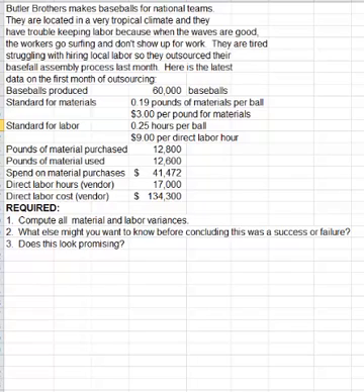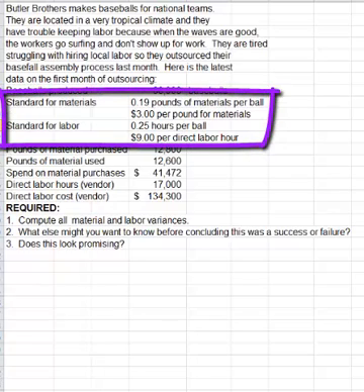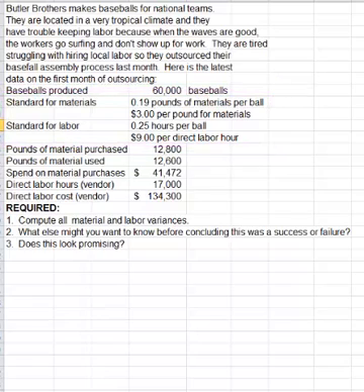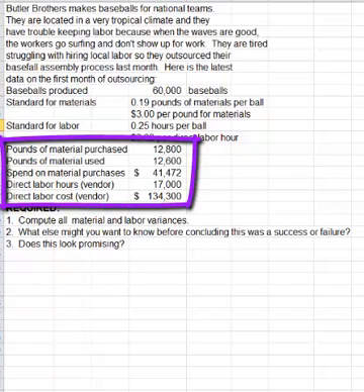So they produced 60,000 baseballs during this experimental month. The standard materials is 0.9 pounds for each ball, and they expect to pay $3 per pound for materials. And it should take a quarter of an hour, 0.25 hours, to make a ball, and the direct labor rate is $9. That's the standard. What was actually purchased and what was actually used is shown down below there. So let's do the 4 variances. What are the 4?